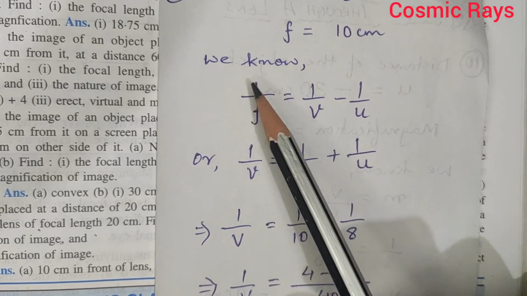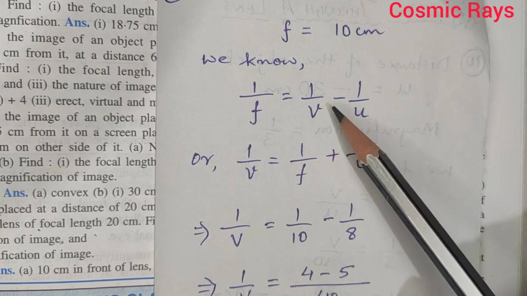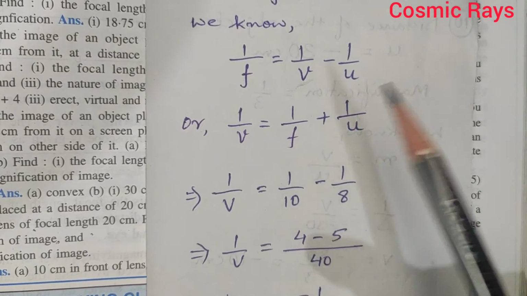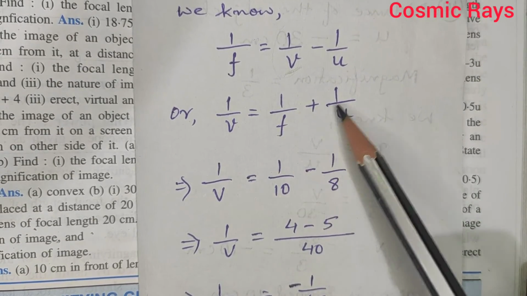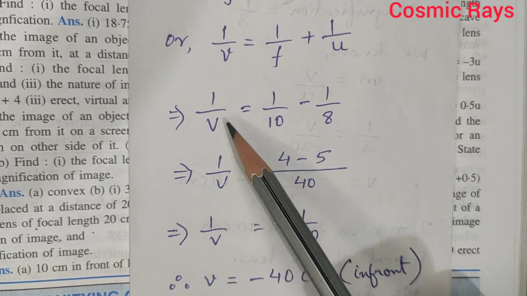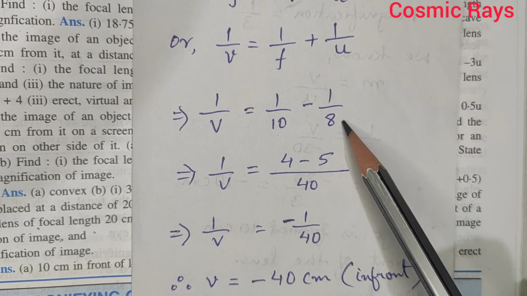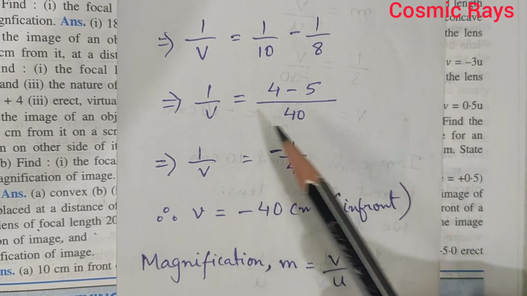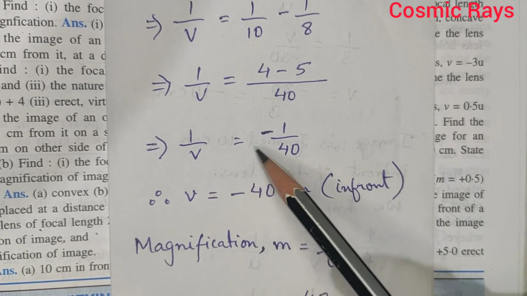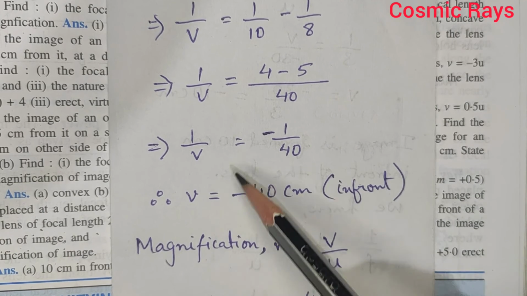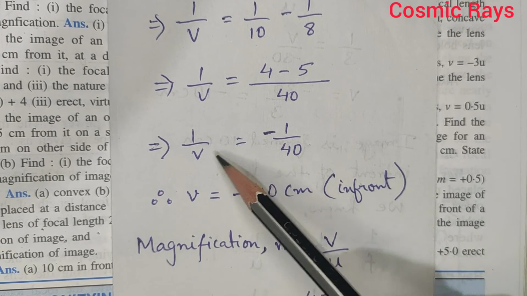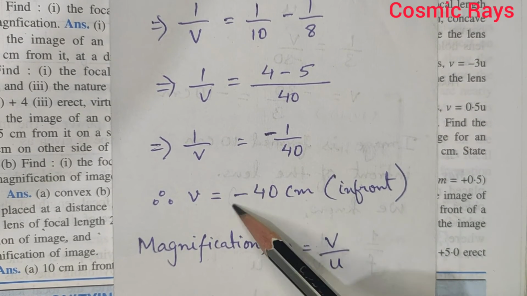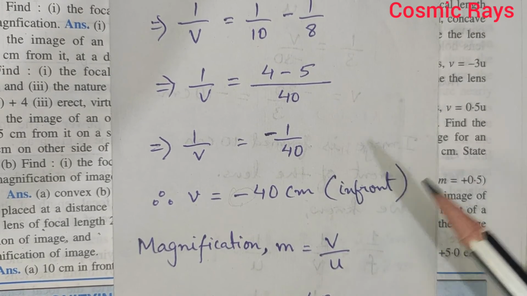So we know that the lens formula is 1 by f is equal to 1 by v minus 1 upon u. We have to calculate 1 upon v, the value of v. So we write 1 by v is equal to 1 by f plus 1 by u. So we substitute the value. 1 by v is equal to 1 upon 10 minus 1 upon 8. We do the calculation. These are basic maths. So we get 1 by v is equal to minus 1 upon 40. So we just take the reciprocal. So the value of v is equal to minus 40 centimeter, and since we get minus, that means it will be formed in front of the lens.